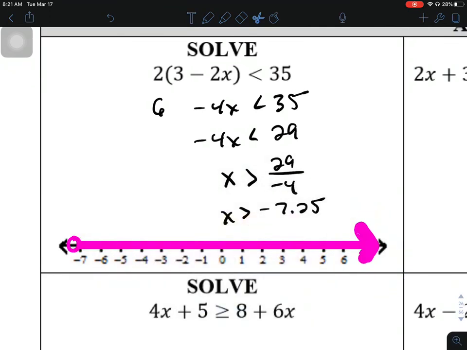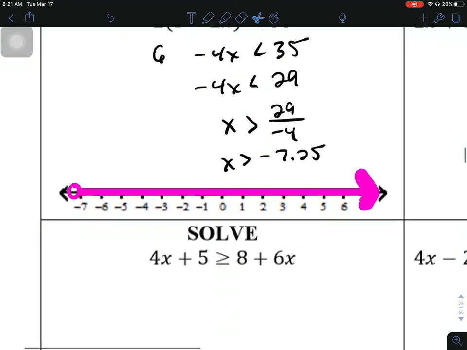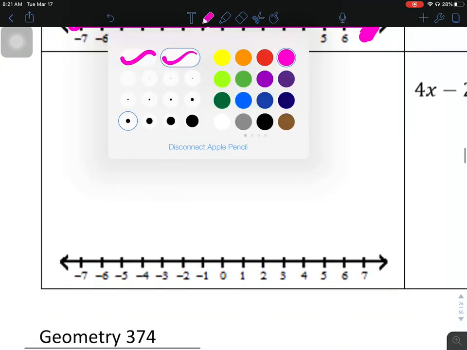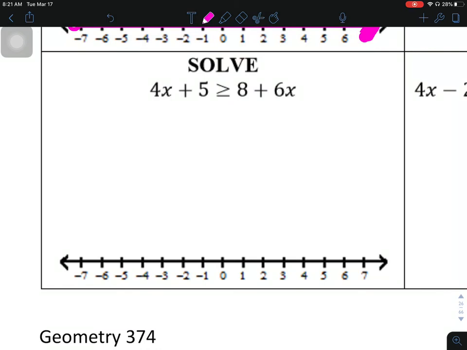There we go. So it would look something like that. This one below, let's figure this little fellow out. Let's get all the x's on one side. Let's get them on the left, let's say. We would get negative 2x plus 5 is greater than or equal to 8.